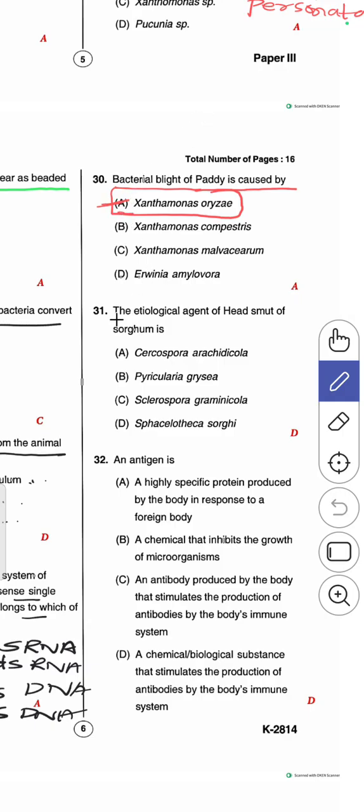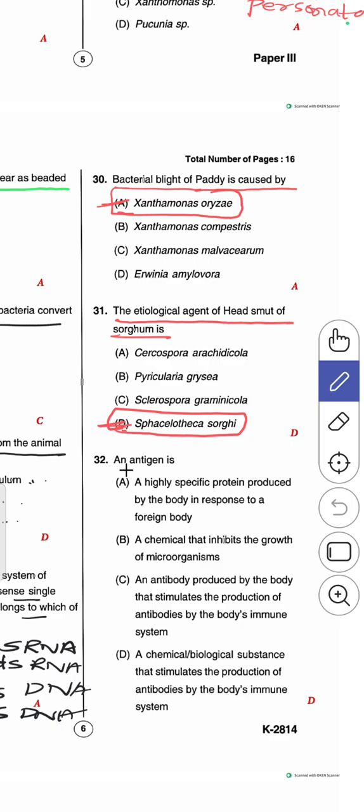Then 31, the etiological agent of head smut of sorghum is. Head smut of sorghum is caused by the organism Sphacelotheca reiliana. So this will cause the disease, that is head smut of sorghum. So 31, D is the right answer.